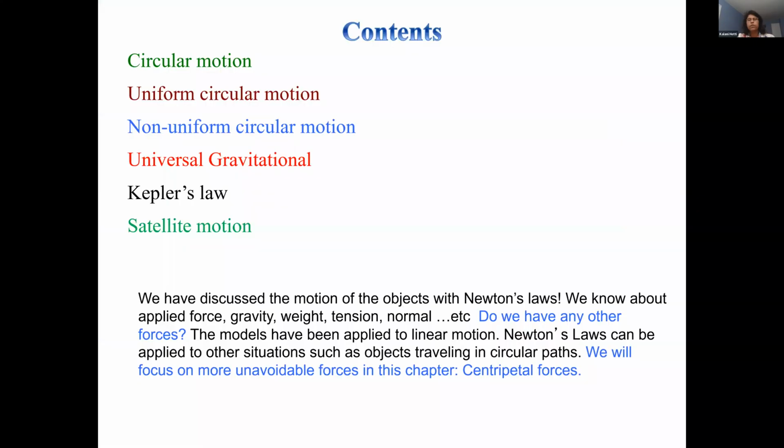Okay, so under this section, I am planning to discuss circular motion. Circular motion is an object moving on a circle, and that motion can be a uniform circular motion or a non-uniform circular motion. In your class, we're going to focus on uniform circular motion. And then later, we're going to jump into Newton's universal gravitational law, and then a little bit about Kepler's laws of planetary motion and a little bit about satellite motion. Those will be the plan for the section.